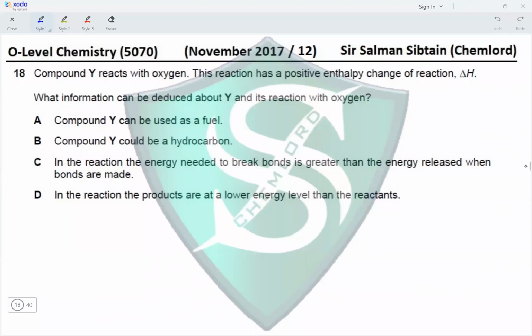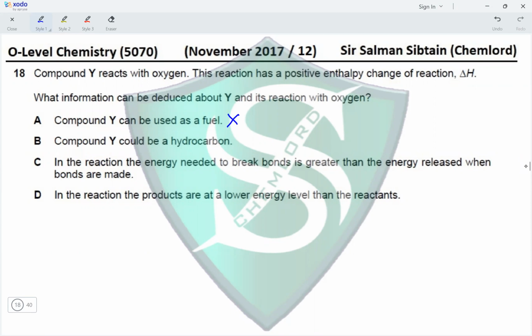Question 18. Compound Y reacts with oxygen. This reaction has a positive enthalpy change of reaction, meaning it is endothermic. What information can be deduced about Y and its reaction with oxygen? Compound Y can be used as a fuel. It is an endothermic reaction. It is not producing energy. It is taking in energy. So no, a fuel needs to give off energy.